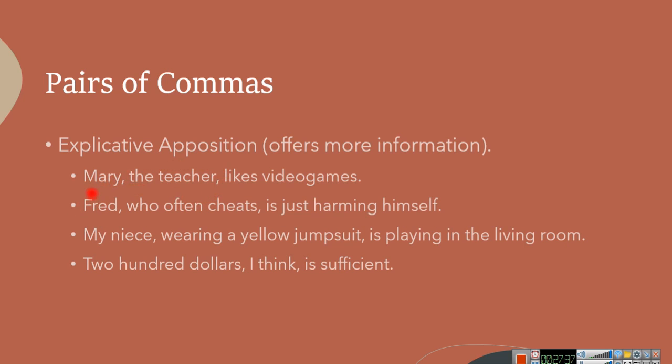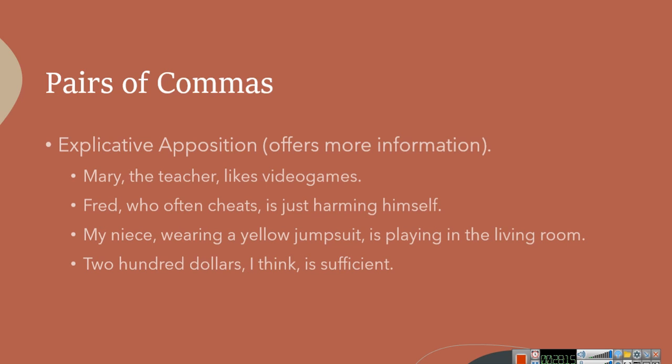So it's like saying Mary. Which Mary? The teacher, the scientist, the mechanic? No, I'm talking about the teacher. So this is why I need to use two commas. One comma right here and the other comma right here. And this is the predicate. What does teacher Mary like? She likes video games. This is called an explicative apposition. The apposition is this, right here. So Mary, the teacher, likes video games. Where is the apposition? The apposition is the teacher because it's between the commas.